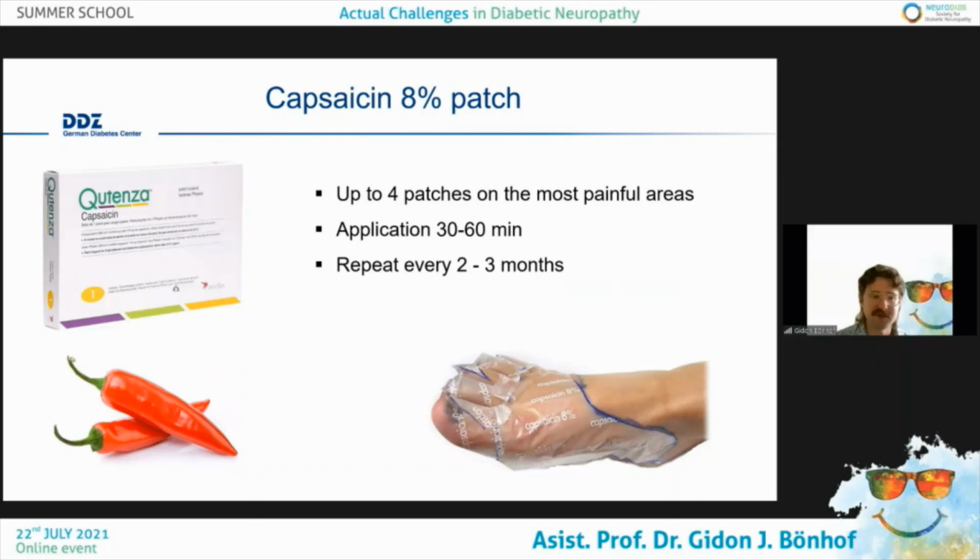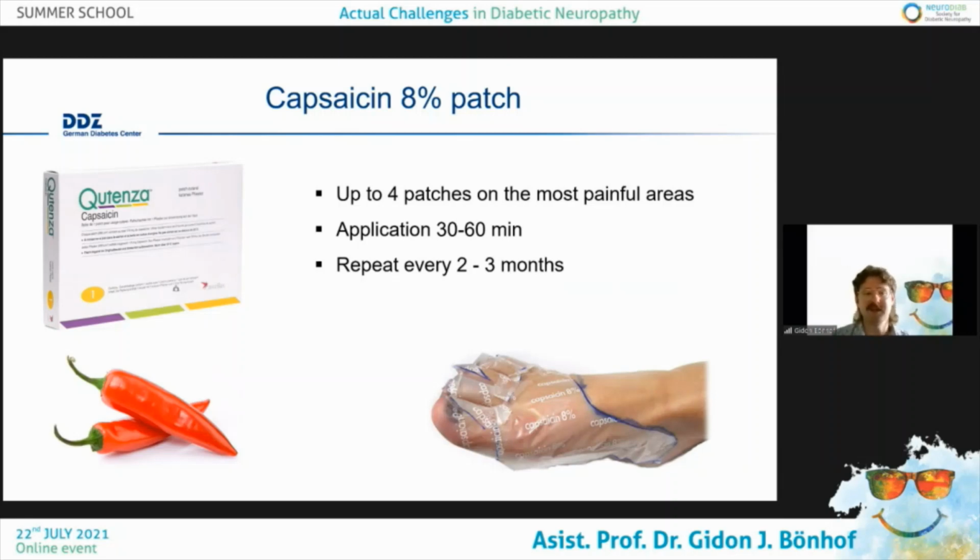But it's a useful tool. You can use it in patients with renal insufficiency, with many other concomitant diseases, and it's easy to apply, but it needs to be done by a physician or assistants. So how does it work? Patients tell you about the most painful areas, and we apply the capsaicin patch. We cut it to the right size, and we apply it for 30 to 60 minutes, depending on the patient, and it has to be repeated every 2 to 3 months. It is worth a try. Some people benefit from it, others do not.